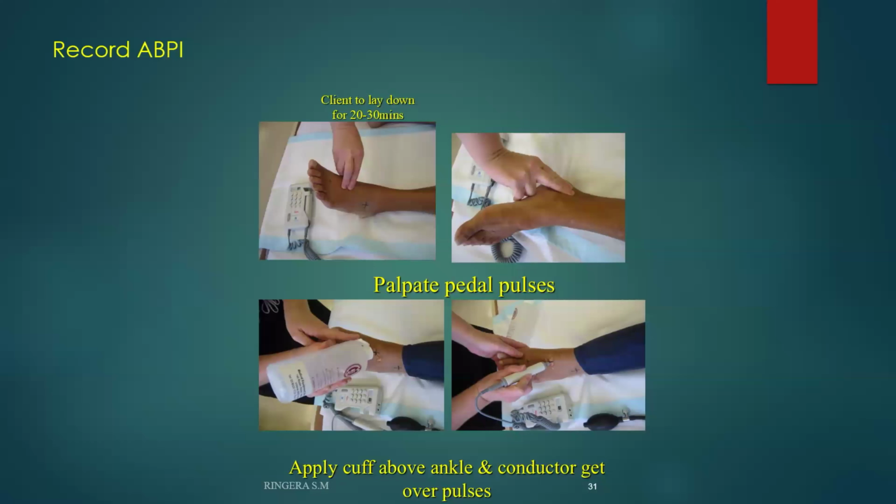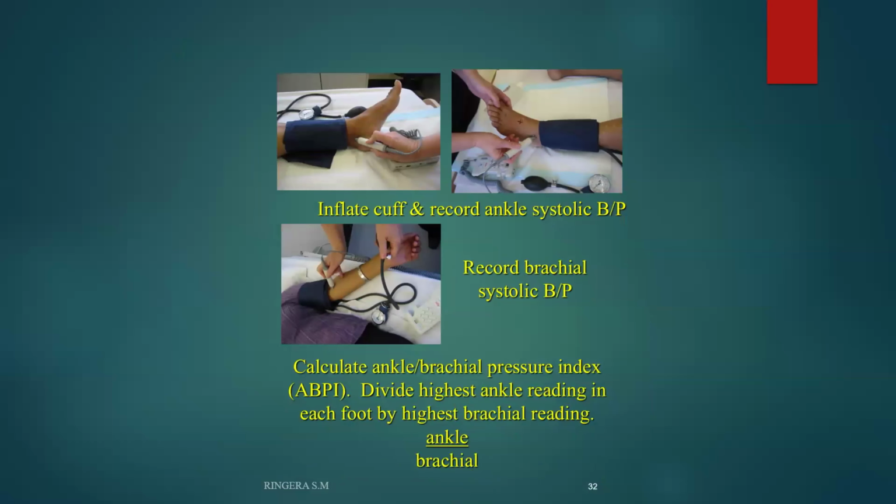Ask the patient to lie down at least 20 to 30 minutes before you start your procedure. Sound your pulses, and then just use your normal blood pressure cuff. Do your BPs on both arms and place your BP cuff around the ankle of the patient, and do the same on both legs. Then determine the highest readings for both arms and both feet, and that is how we actually do our ABPI.